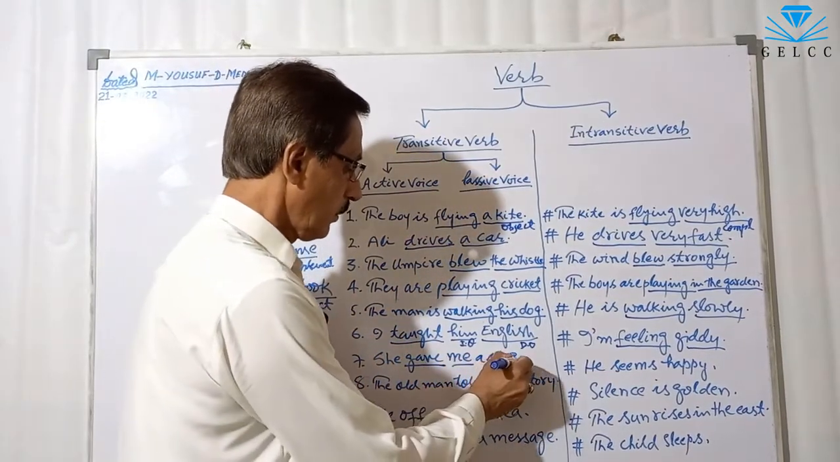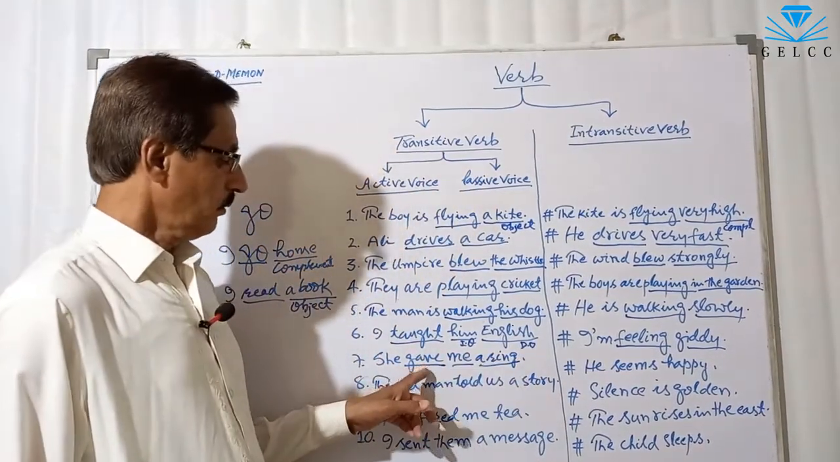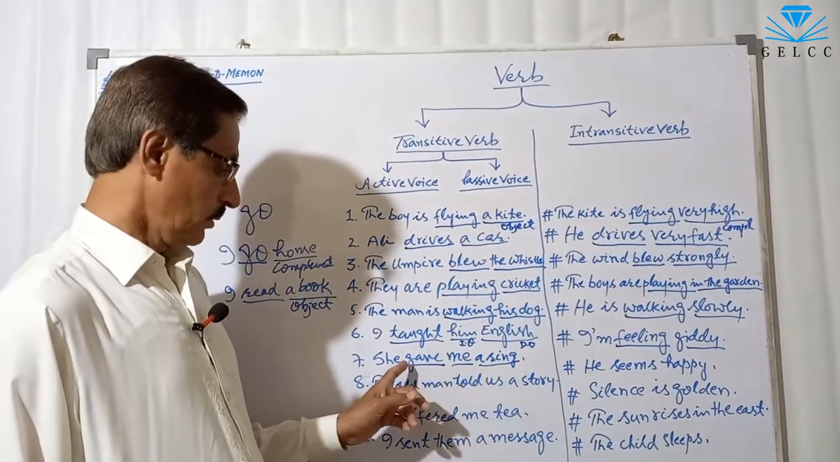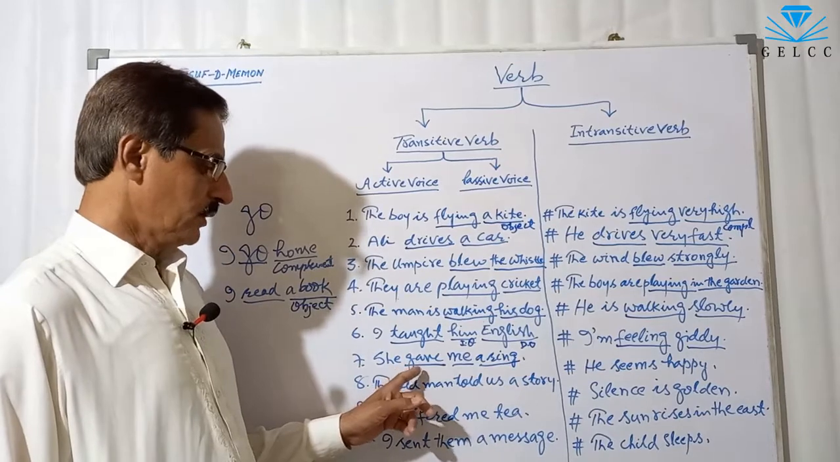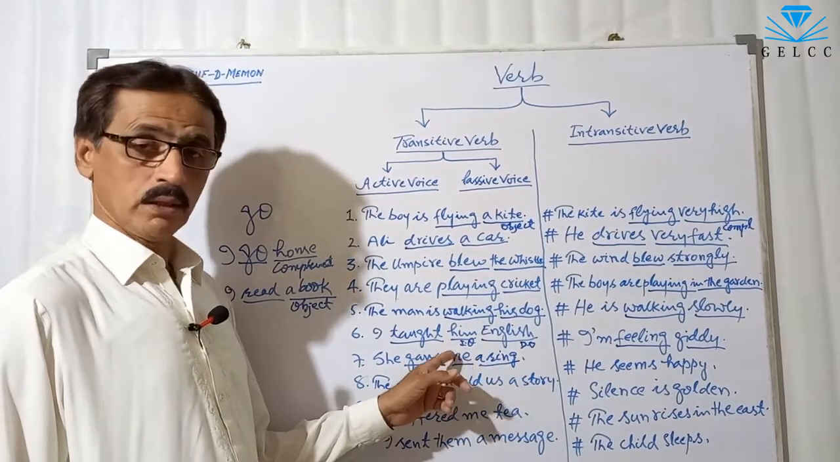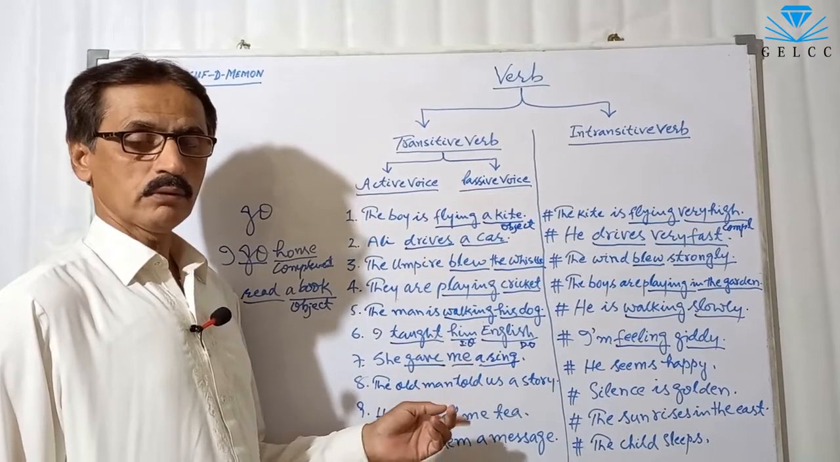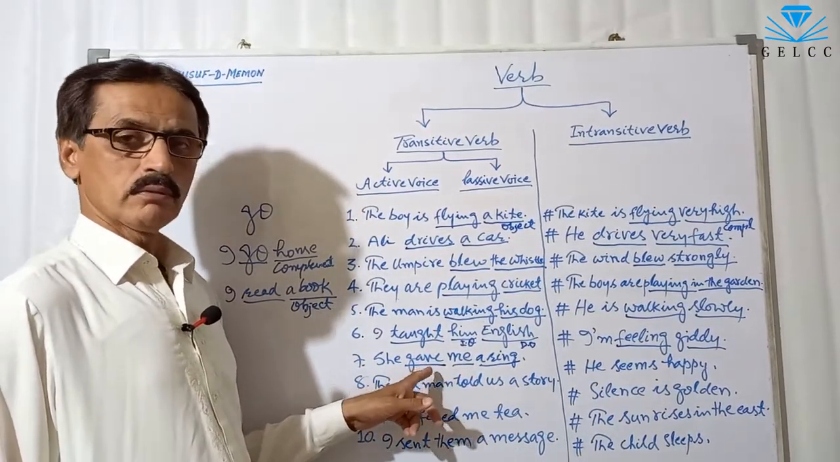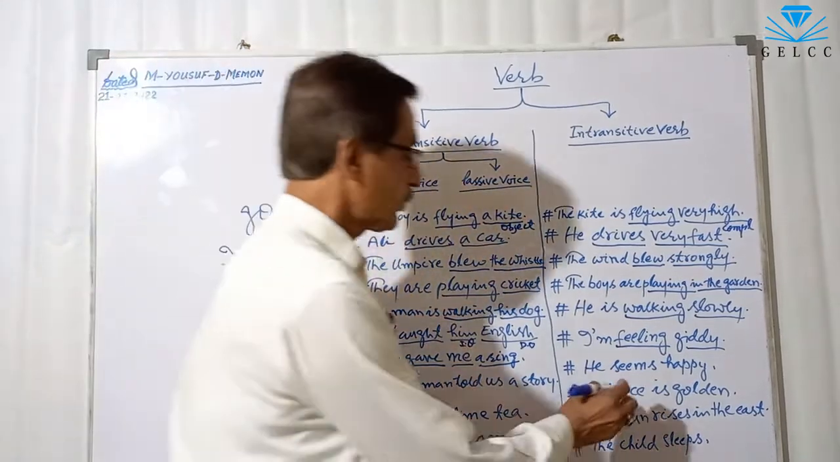She gave me a ring. What did she give? A ring. It is a direct object. Whom did she give a ring? Me. Me is the indirect object. There are two objects. Gave is a transitive verb.